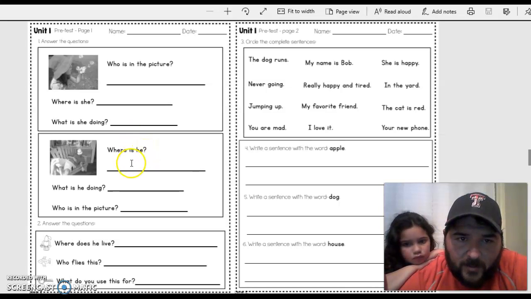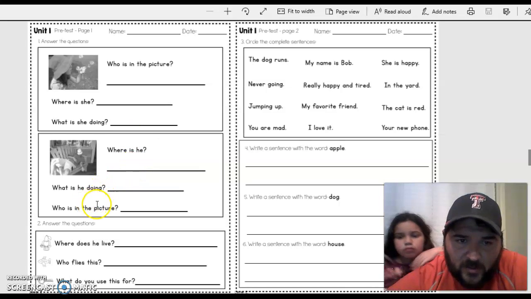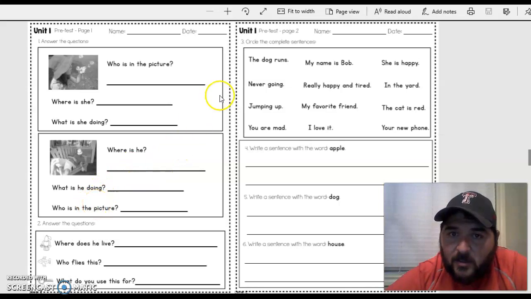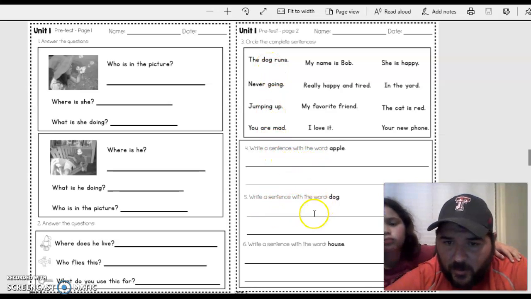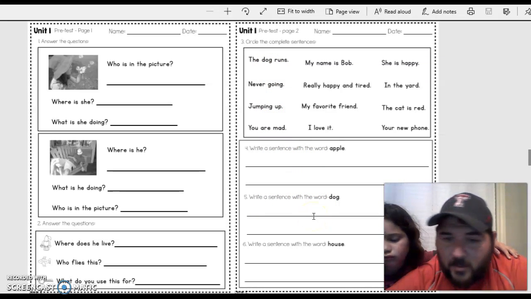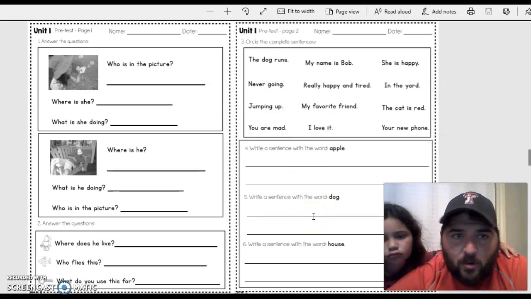So here's another one. Where is he? What is he doing? Who is in the picture? Part 3 of the Unit 1 pretest is to circle the complete sentences, and then write a sentence with the word apple, write a sentence with the word dog, and write a sentence with the word house. So that is the assignment for Monday.